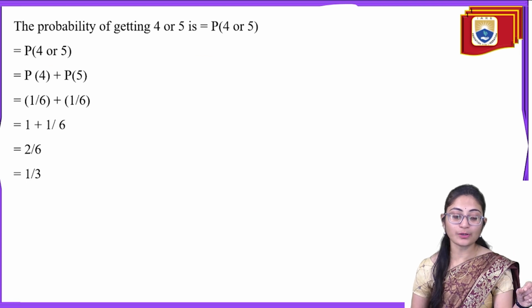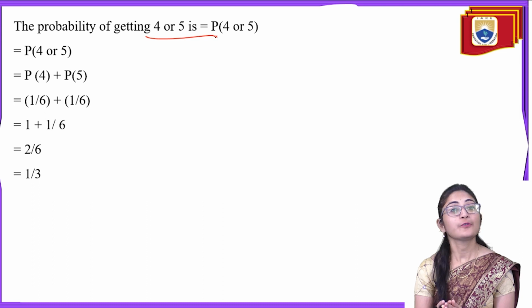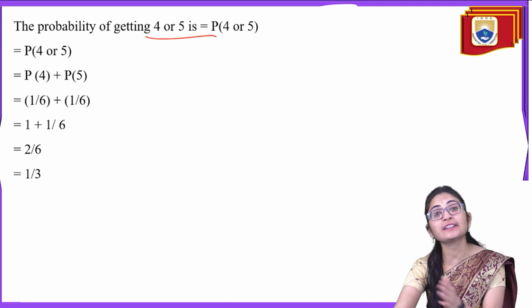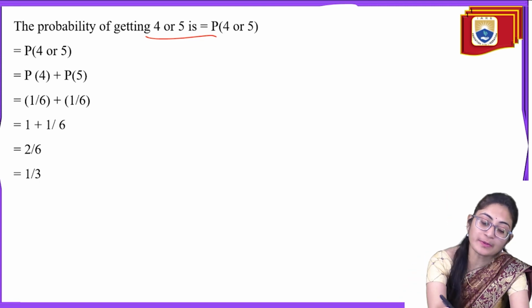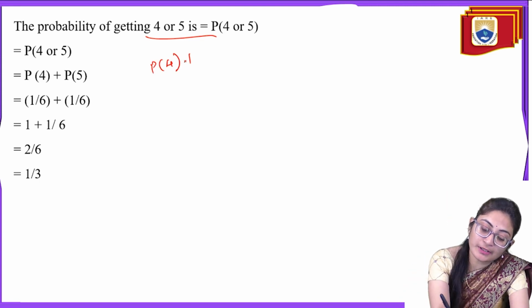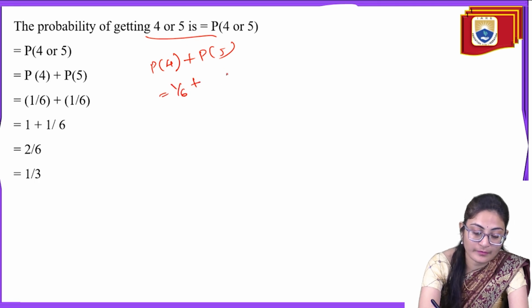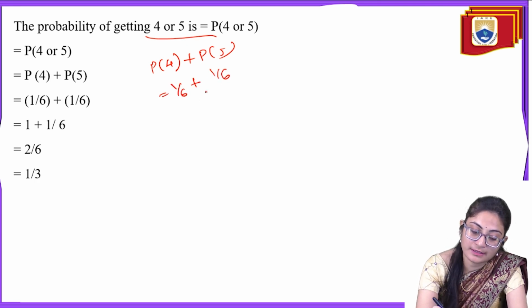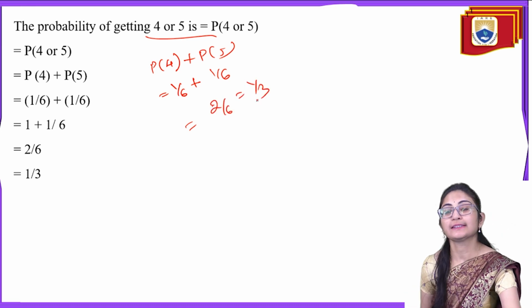Now we have to find the probability of getting 4 or 5. We are not asking for 4 and 5, we are asking 4 or 5. So probability of 4 plus probability of 5: 1 by 6 plus 1 by 6, that is 2 by 6. It is 1 by 3.